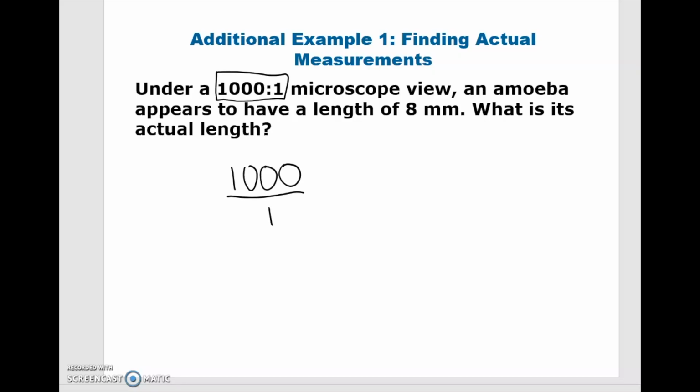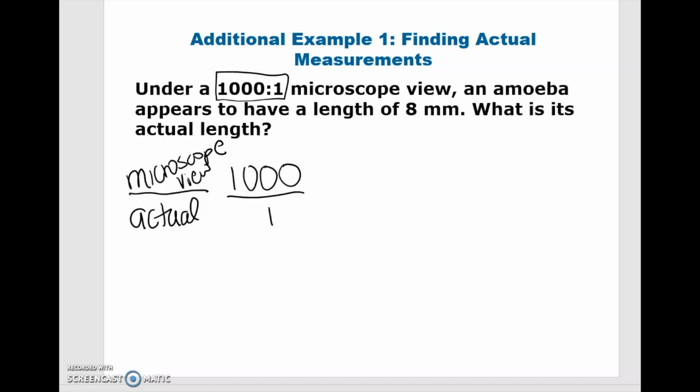Now, when I'm writing my ratio, I also like to write words down that are going to help me. So when I'm using a microscope, I'm looking at something that in real life is really, really, really small. So the actual object is going to be the 1 because it's tiny. And the microscope increases the size of the object, so that when I'm looking at it in the microscope, the view through the microscope makes the object look really big.